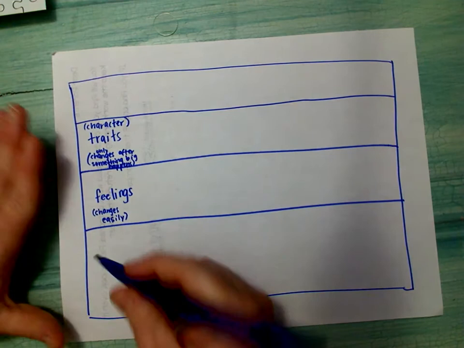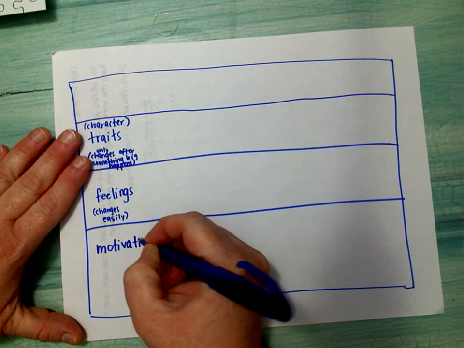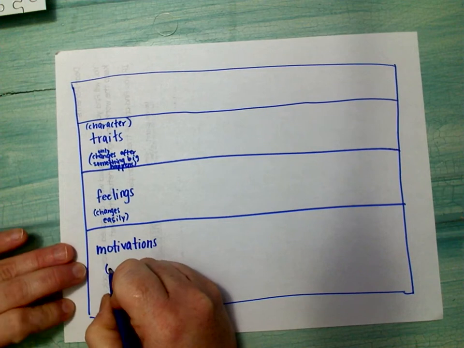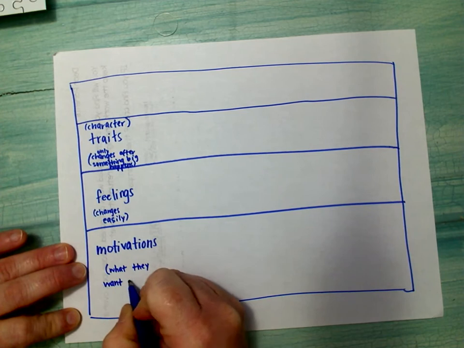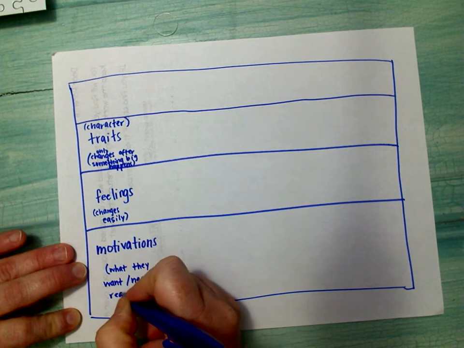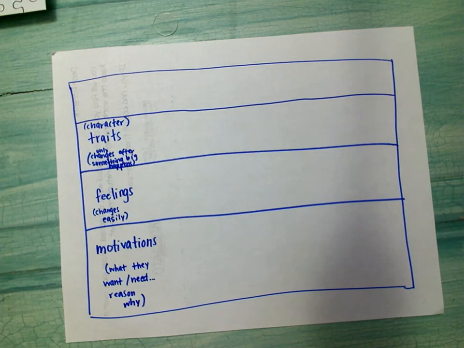All right, and the last way that we describe a character is through their motivations. A motivation is why they do something, like what they want, or maybe what they need. It's kind of like a reason why. For example, what was my motivation this morning for eating breakfast? My motivation was I was hungry, right? That makes sense. My hunger is what motivated me, or made me want to eat breakfast. It was the reason why I ate breakfast.